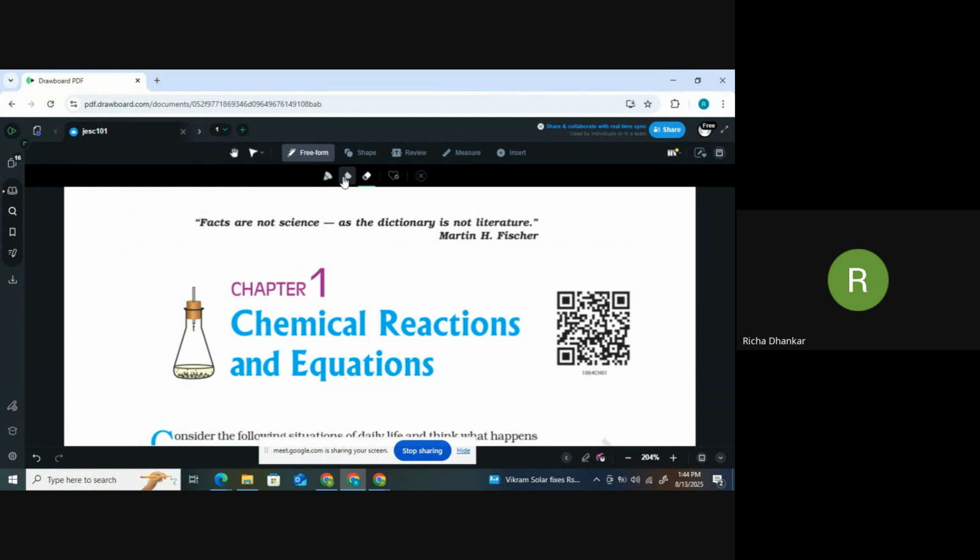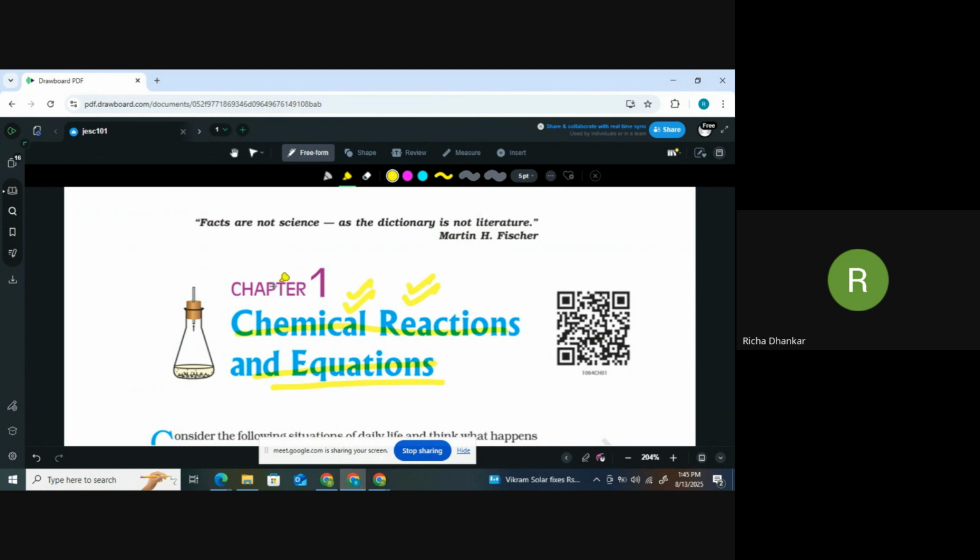So as we'll be starting from the first chapter, the chapter name is, as you can see on your screen, chemical reactions and equations. This indicates that there is something to do with chemical reactions, and we have to make equations of these reactions.